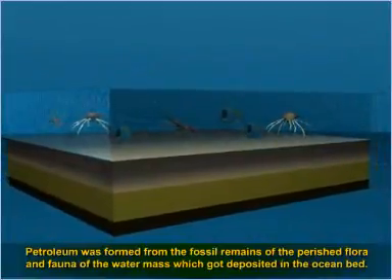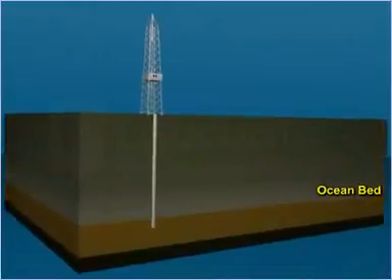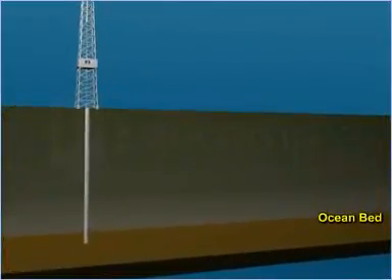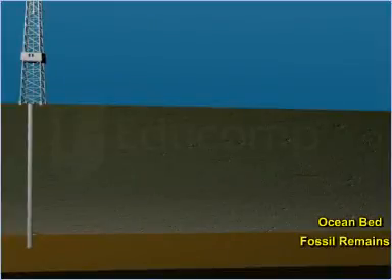Petroleum was formed from the fossil remains of the perished flora and fauna of this water mass, which got deposited in the ocean bed. This was mainly found in the sedimentary rocks formed by years of sedimentation over these fossil remains. Hence, it is also known as rock oil.